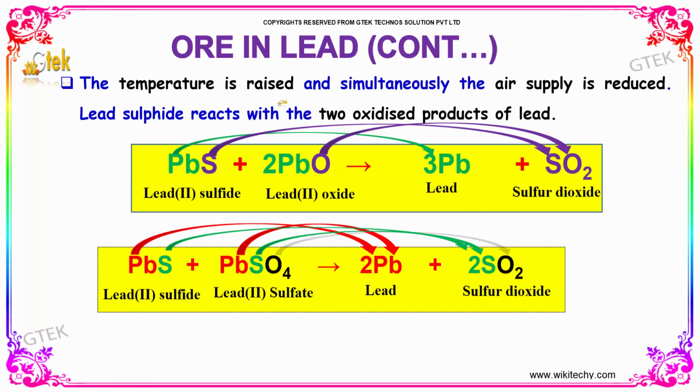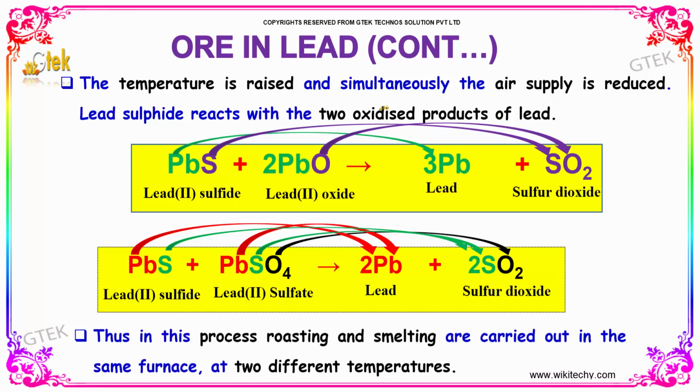So the temperature is raised and simultaneously the air supply is reduced. Lead sulfide reacts with the two oxidized products of lead as shown below. This is the lead sulfide with the lead oxide. It produces lead and sulfur dioxide. Over here you are able to see the lead sulfide reacts with the lead sulfate, which is created. Once again it produces lead and sulfur dioxide. Thus, in this process, roasting and melting are carried out in the same furnace at two different temperatures.